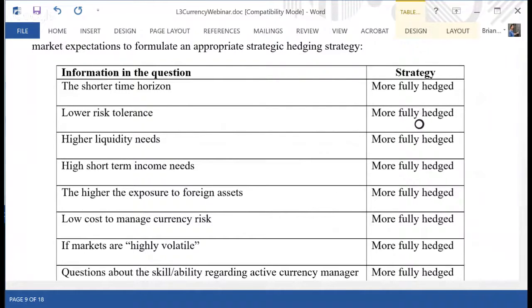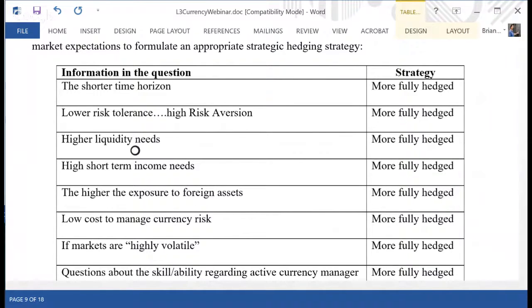So someone who has a low tolerance for risk, or they might even say high risk aversion. Just remember that low tolerance for risk, high risk aversion. So again, more fully hedged. Someone who has liquidity needs, higher liquidity needs, closer to being more fully hedged. And the opposite works for these type of relationships as well. So that I want you to put together.